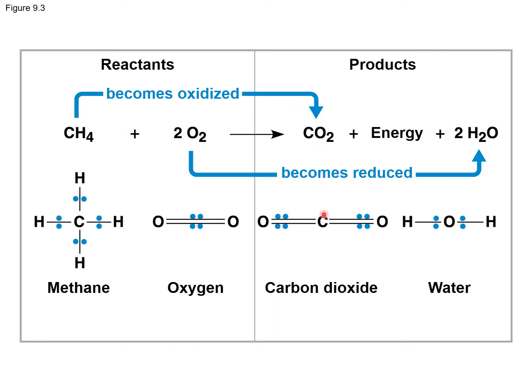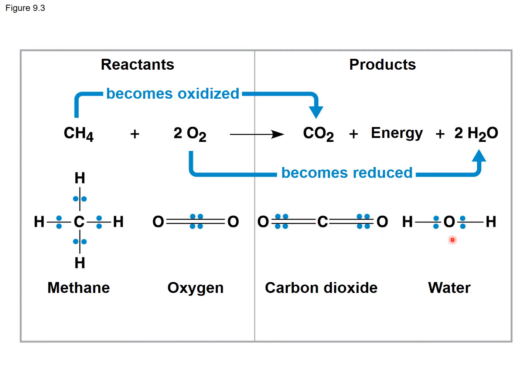So when we look at carbon dioxide in the structure, we have carbon and then we have double bonds to each of these oxygens. Remember, oxygen is more electronegative than carbon. So whatever electrons are being shared between oxygen and carbon are going to be hanging out closer to the oxygen. So really that carbon is kind of losing those electrons in this case.